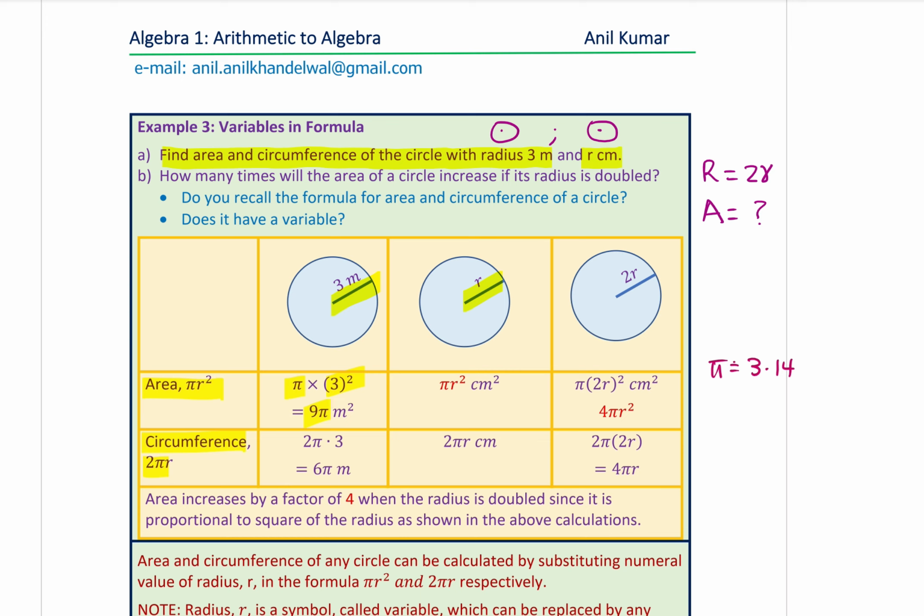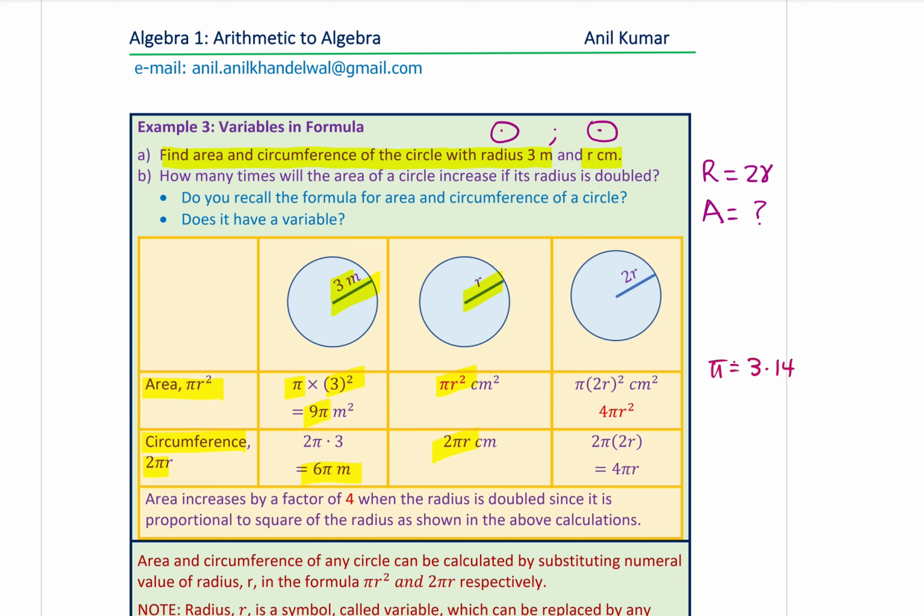As far as circumference is concerned, 2 pi r, substituting the value 3 for radius, we know it is 6 pi meters. So now we have an exact value as the answer to this particular question, since we knew that the radius is 3. Substituting 3 in the formula, we got our answer. The second circle, we have just written the formula itself since the radius is r. So the formula is pi r square for area, 2 pi r for circumference.